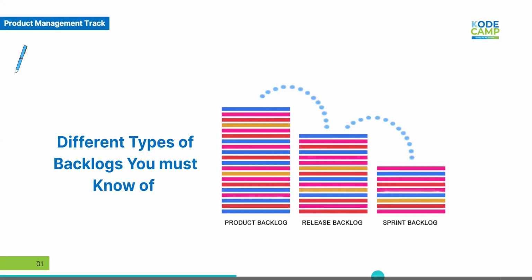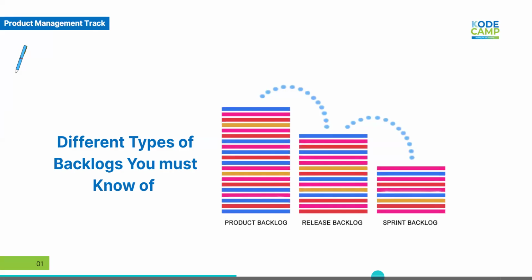And we have the product backlog, whose job is to hold everything you want to do, right? Then we have the release backlog, which holds everything you want to deliver for a specific version or phase. And then the sprint backlog, which holds everything your team is currently working on, right? Let's take these one by one, right?